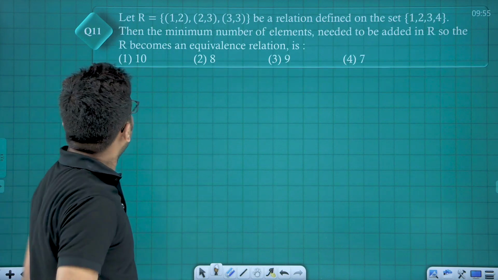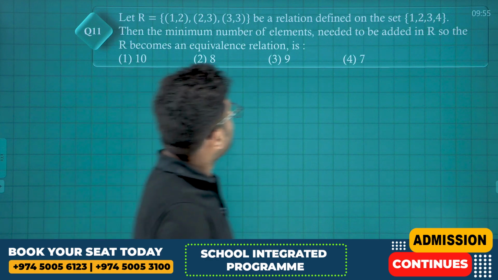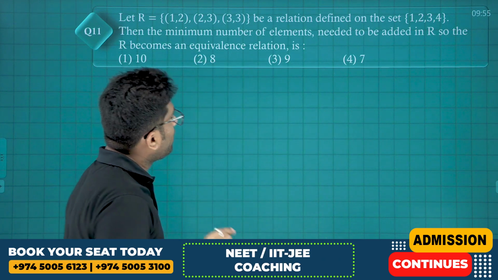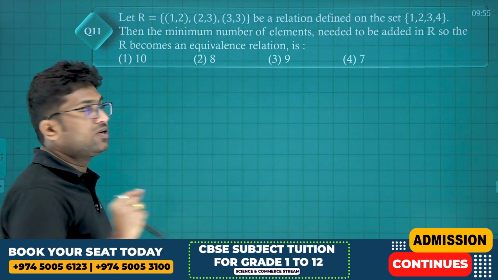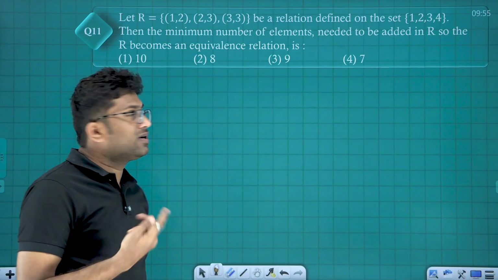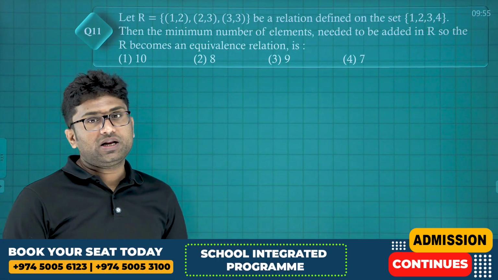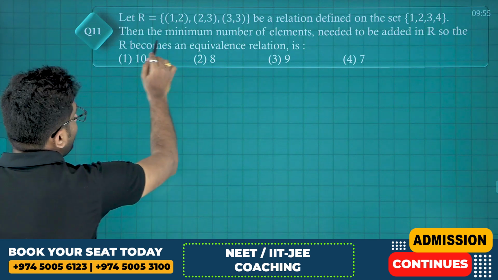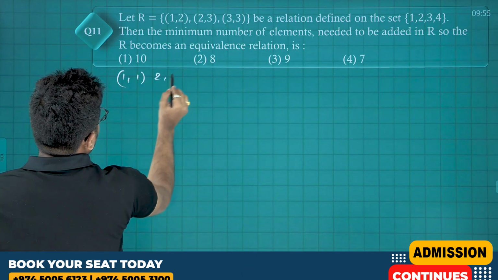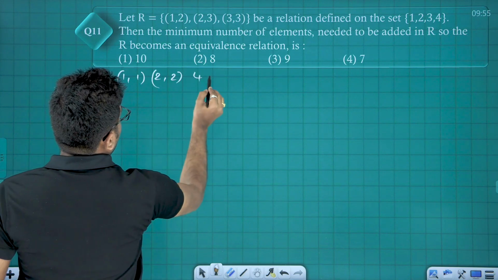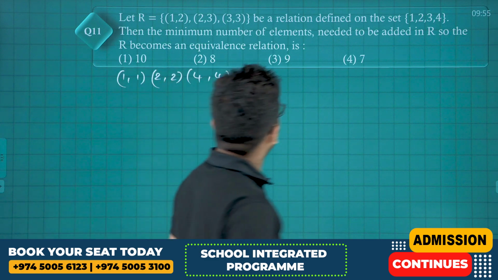Next question. R is given, a relation defined on the set 1, 2, 3, 4. Then the minimum number of elements needed to be added in R so that R becomes an equivalence relation. R becomes an equivalence relation means it should be reflexive, symmetric and transitive. See, to be reflexive, we should have 1, 1, 2, 2, already 3, 3 is there, 4, 4. So these three should be added to be reflexive.